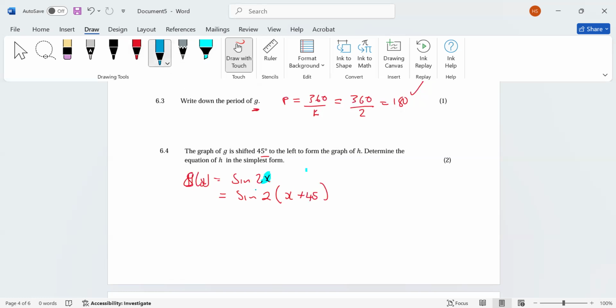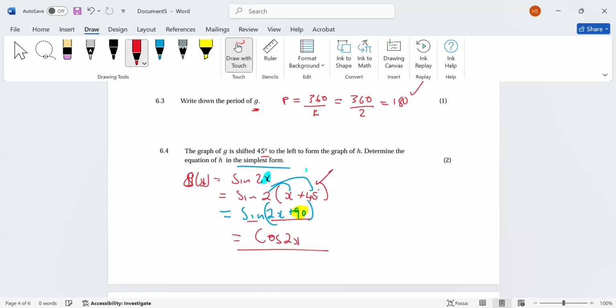But we learned that we can multiply, because they said in the simplest form. So this is not the simplest form. I'm going to have the sine of 2x plus 90. What can you tell me about 90? We're in the second quadrant. What can you tell me about sine in the second quadrant? It's positive. So this is going to be written as cos of 2x. That is why we have 2 marks: one for the plus, and the other for the 2x.